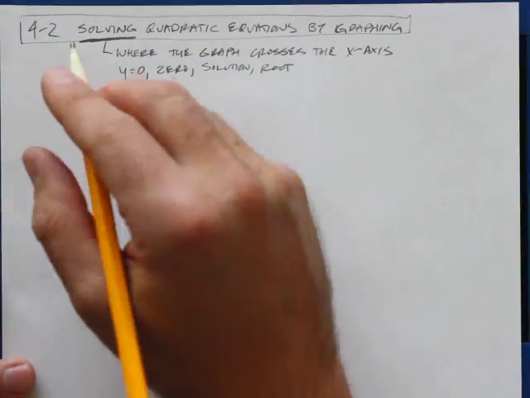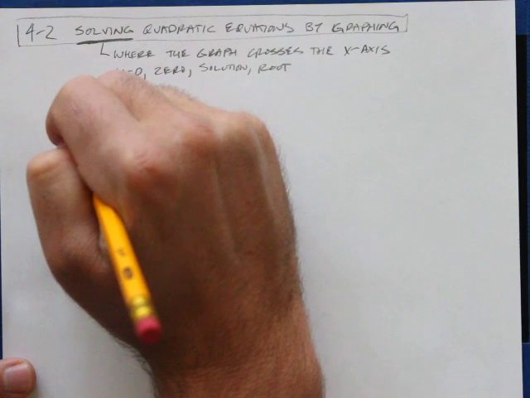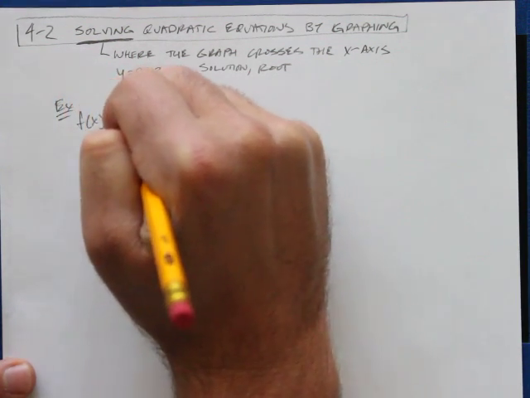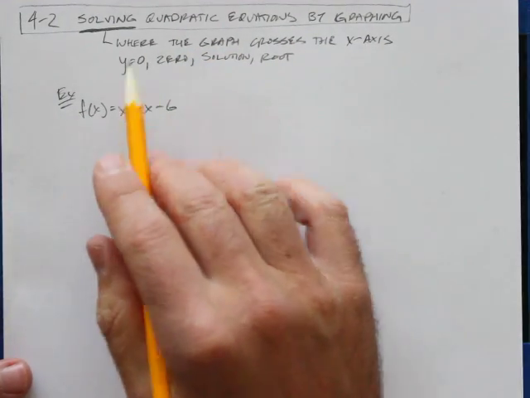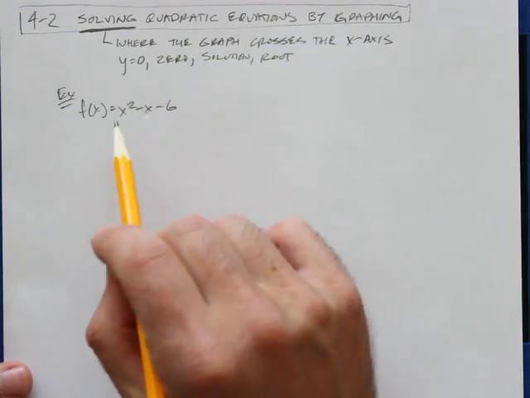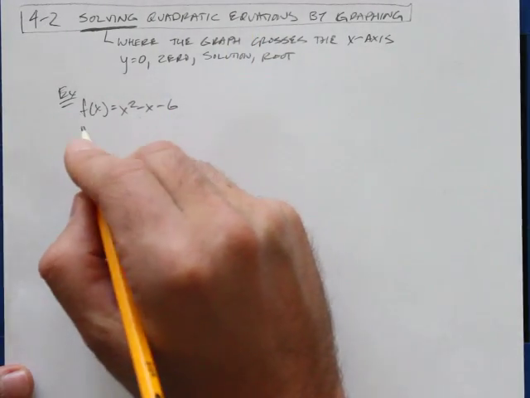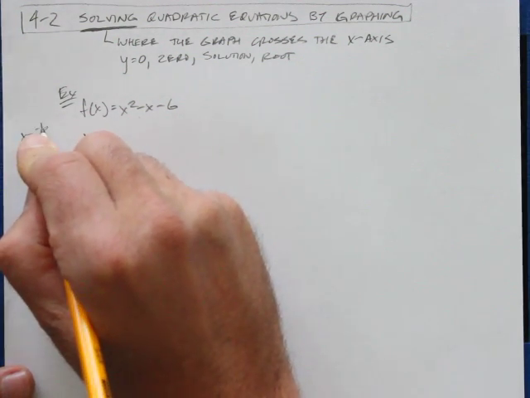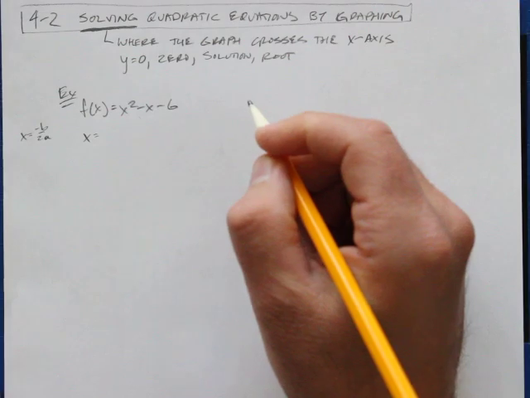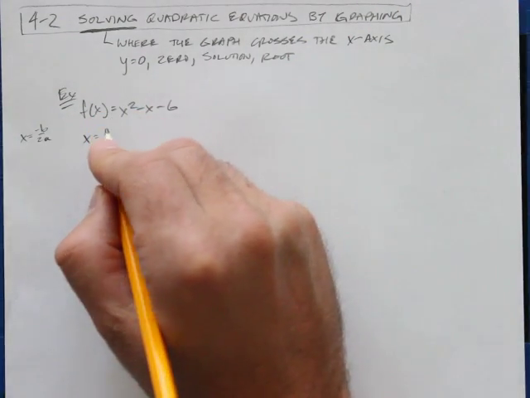Okay, here's an example. f of x equals x squared minus x minus 6. And so we are going to graph this and see where this crosses the x-axis. So our step 1 for graphing is find x equals negative b over 2a. We're going to try to find the vertex. We're going to find the x value of the vertex first.